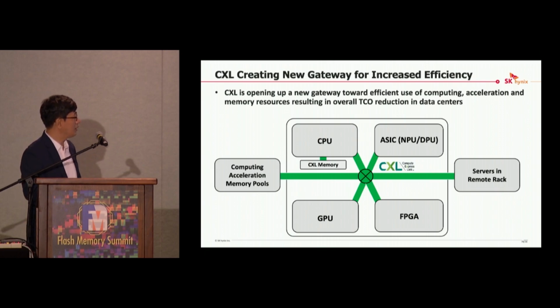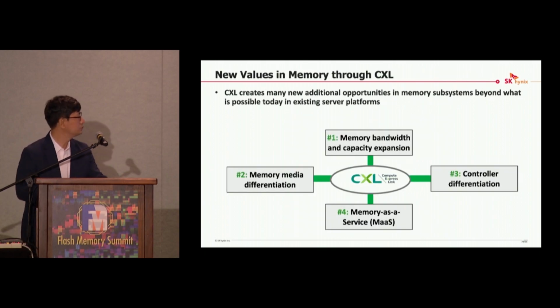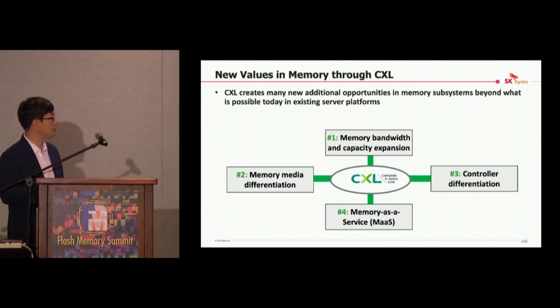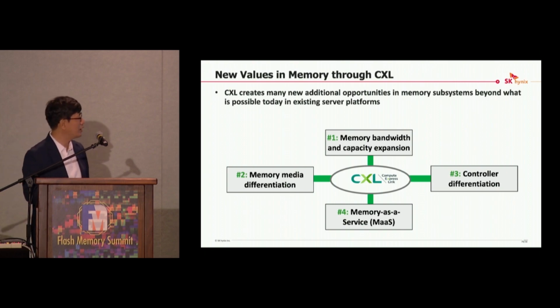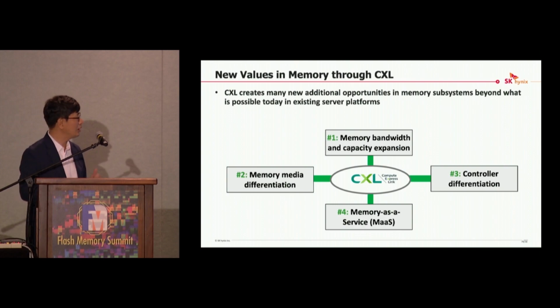And also, as you can see here, it allows adding CXL memory to a CPU directly. So this will be one example of adding a Type 3 device. In today's presentation, I would like to focus mostly on this, around this memory. So CXL creates many new additional opportunities in memory subsystems beyond what is possible today in existing server platforms. In today's presentation, I would like to focus on 4 key values as shown here.